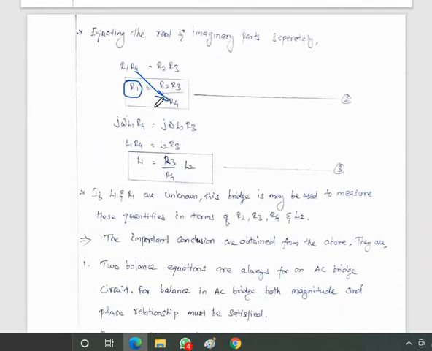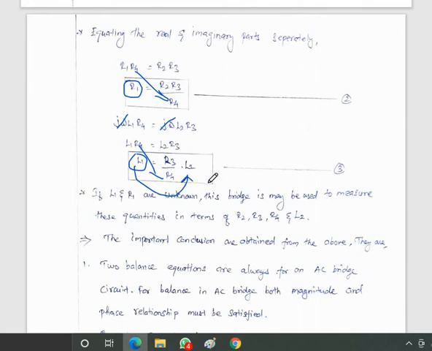Next, we equate the imaginary part: j omega L1 R4 equals j omega L2 R3. Here j omega is common, so you can cancel it. L1 R4 equals L2 R3. We need L1, so L1 equals L2 R3 divided by R4, where R4 comes to the denominator. So L1 is found by comparison with L2.